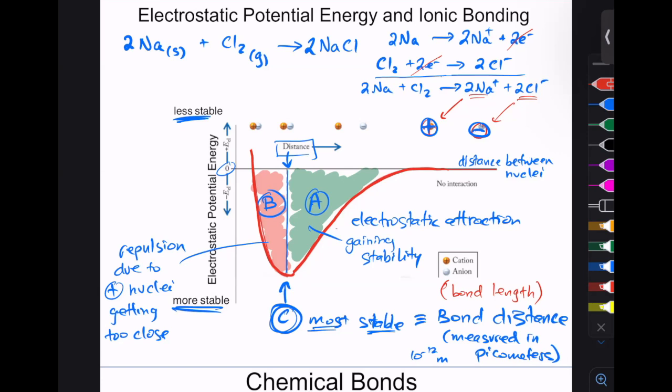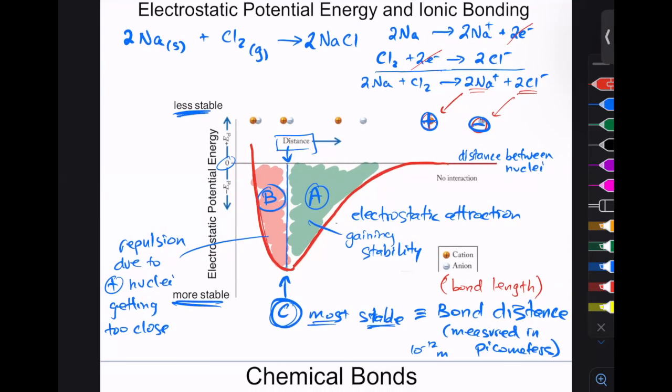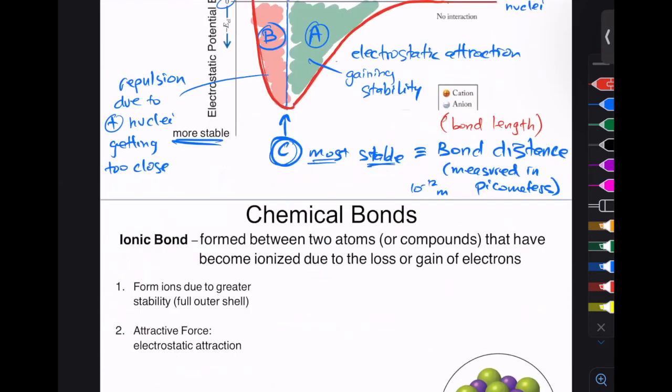When they happen, they're going to define a different amount of stability gained when those electrons are being shared. And that's going to result in a different bond distance depending on how many are being shared and how close together those atoms can be before the repulsive forces take over. Okay. Now this was for ionic bonds. So let's stay on the topic of ionic bonding here.